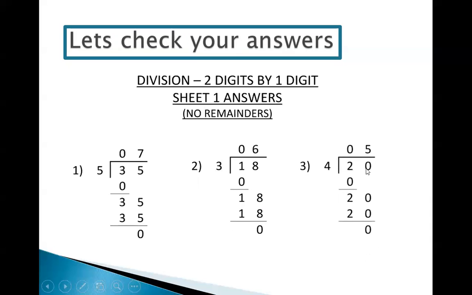The third problem is 20 divided by 4. 4 times 0 is 0. So 2 minus 0 comes 2. And then we are going to copy the 0 down. And 4 times 5 is 20. So our remainder is 0.